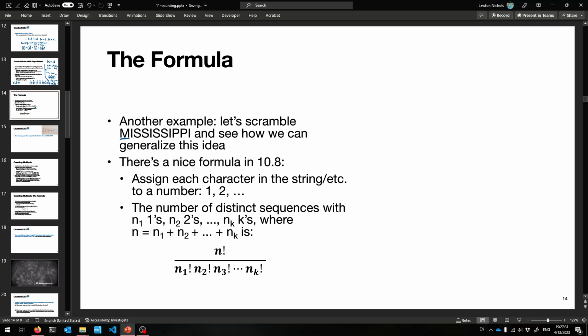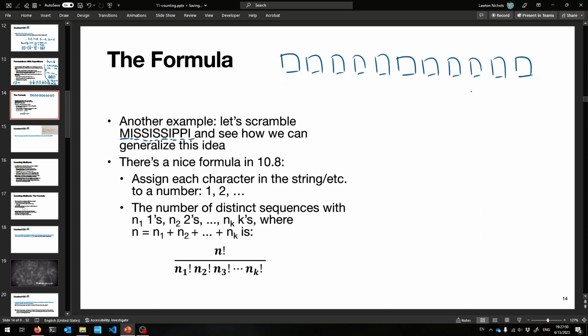So how many characters are there, first of all? 1, 2, 3, 4, 5, 6, 7, 8, 9, 10, 11. So we've got 11 slots to fill in. 1, 2, 3, 4, 5, 6, 7, 8, 9, 10, 11. And so our game is, how many duplicates do we have here?